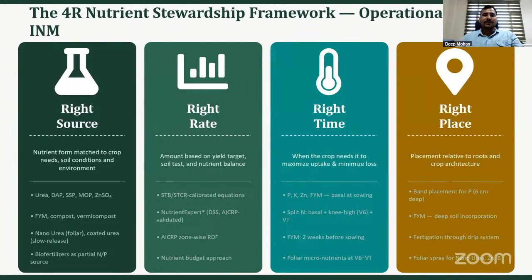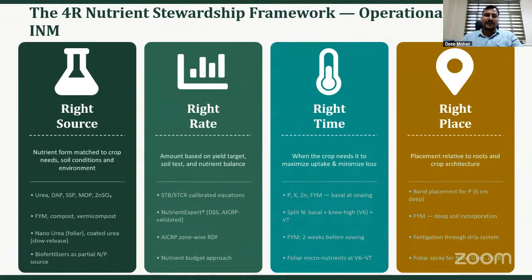If we look at the time, when to apply: phosphorus, potassium, zinc, and FYM all go as a basal dose. Nitrogen we are going to split, and we apply it at the basal, at the knee high stage, and at the tasseling. FYM we apply before sowing, at least 2 weeks before sowing, because it needs time for decomposition. Micronutrients we apply as foliar, most probably at the V6 knee high stage.